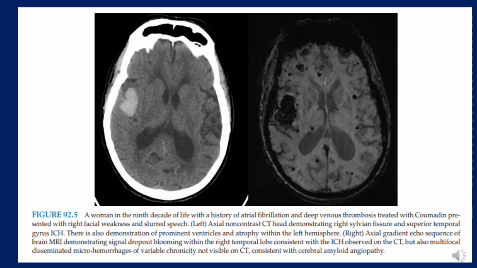Pause the video and carefully scrutinize Figure 92.5, illustrating a woman in the 9th decade of life with a history of atrial fibrillation and deep venous thrombosis treated with Coumadin, who presented with right facial weakness and slurred speech, before advancing to the next slide.